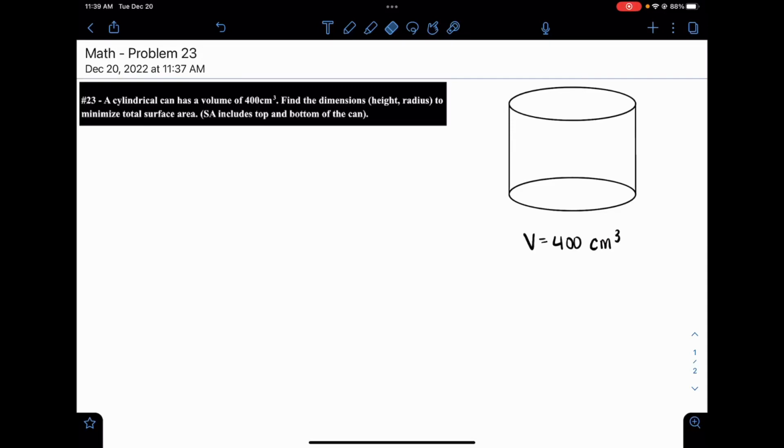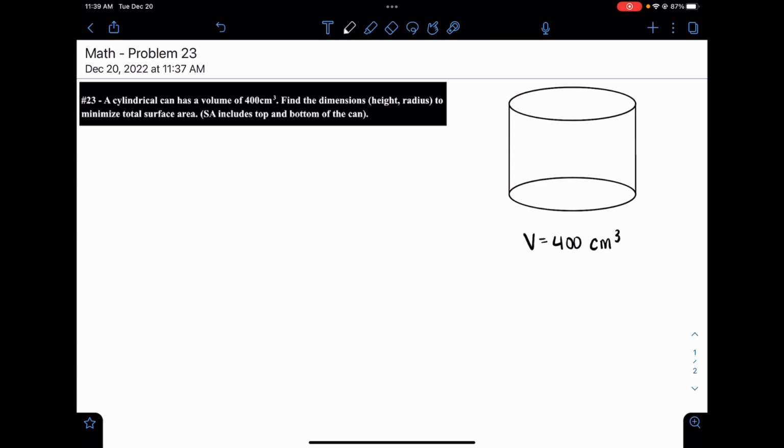Problem 23 is another optimization problem. So we're given a cylinder and its volume. So this is one of our constraints that we know. And we're asked to minimize the total surface area and then find the corresponding height and radius at that minimized surface area. So for an optimization problem, that means the equation that we're going to have to build and then take a derivative of is surface area.